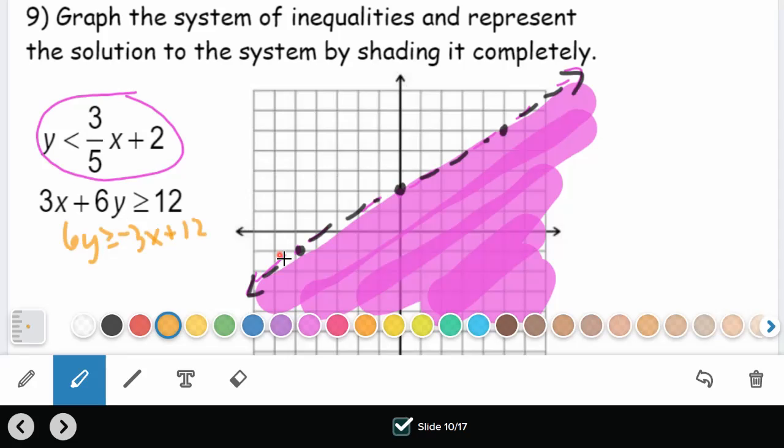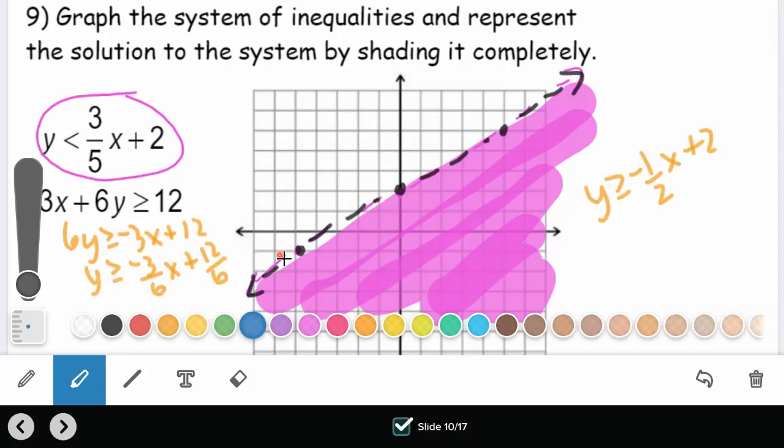I'm going to divide by 6. When I divide everything by 6, y is greater than or equal to negative 3 over 6, which I can reduce, and then 12 over 6. So let me just write it over here. So that's going to be y is greater than or equal to negative 1/2 x plus 2. So let me plot the y-intercept at 2. So both of them have a y-intercept at 2.